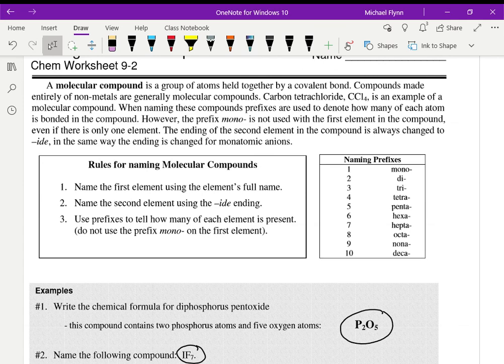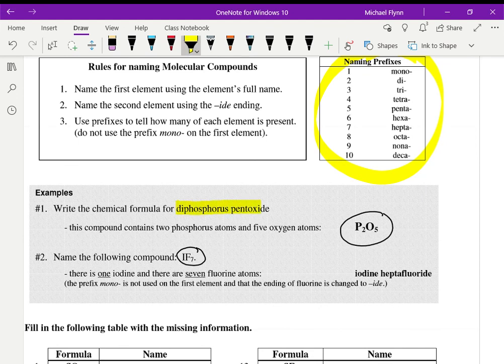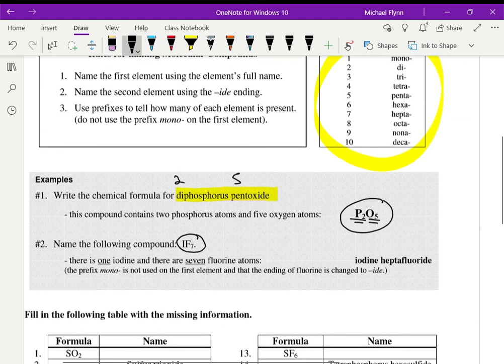So this sheet has some rules. I'm going to tell you right now that you need to memorize these prefixes. Okay? So you have to memorize it. And remember, only covalent compounds. Don't name the ionic compounds like this. That's simpler. They have a different rule. Okay? So there's a couple of examples here. Diphosphorus pentoxide. Okay? Di means 2. Penta means 5. So you've got 2 phosphoruses and 5 oxygens. Diphosphorus pentoxide.